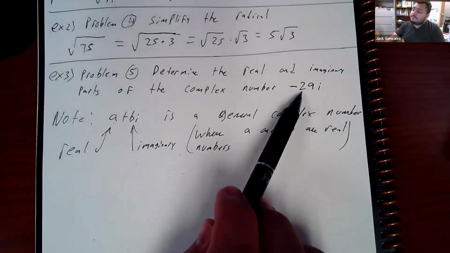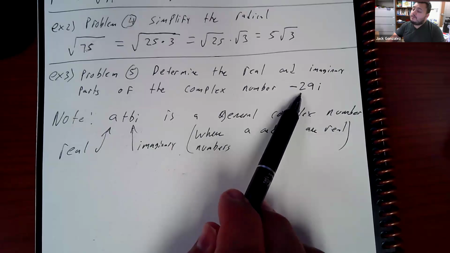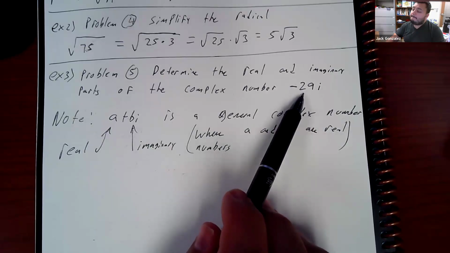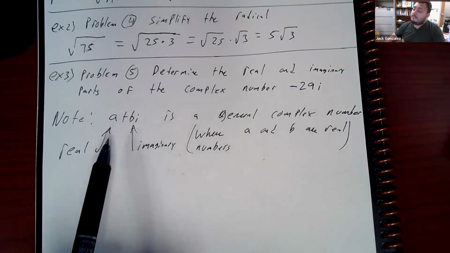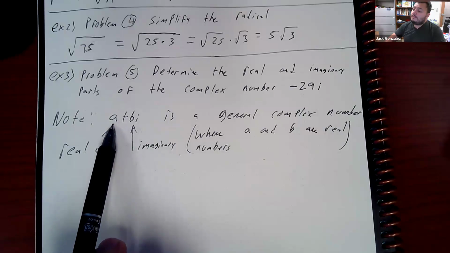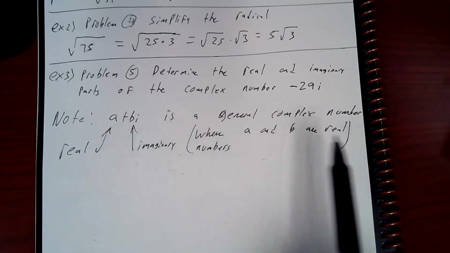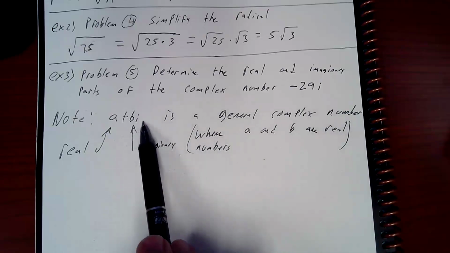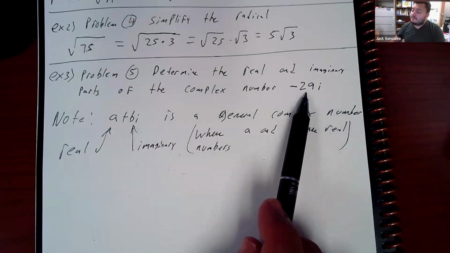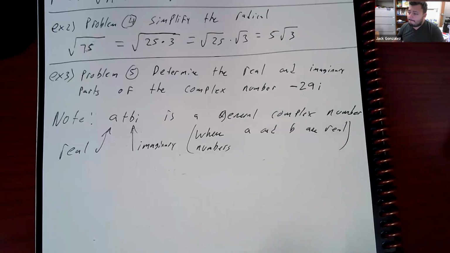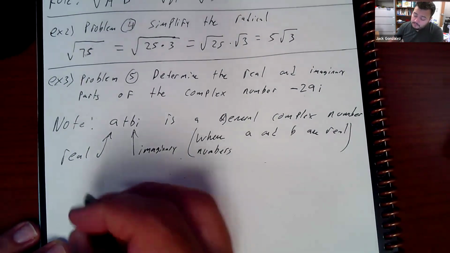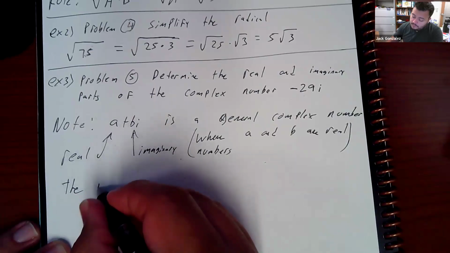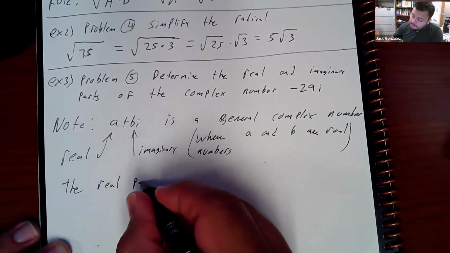Looking at our question, do we have an a? No. No, right? But we do have a bi, right? Our b is negative 29. So what is the real part?